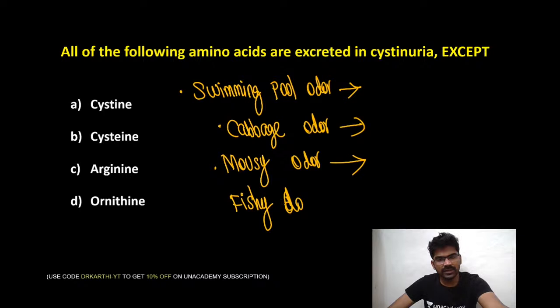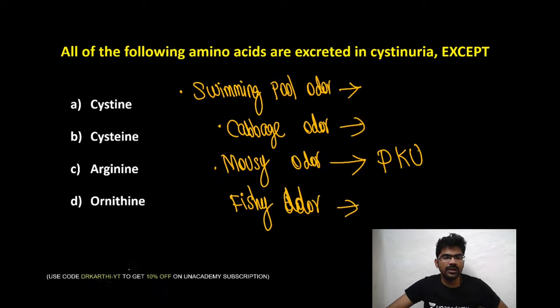Sridhar Vasudevan, arginine will be excreted. Okay. So Parthiban, you are saying GTP hydrolase. GTP hydrolase is involved in tetrahydrobiopterin synthesis. So that is Segawa syndrome. What you are talking about is Segawa syndrome. What about swimming pool odor of urine? I am asking about the smell. Mousy odor, it seems everyone is clear. So that is phenylketonuria. There is no doubt in that.